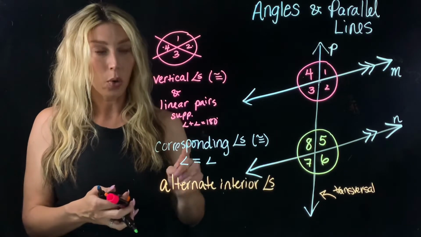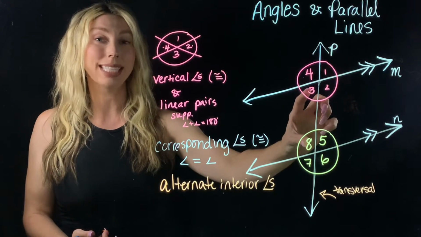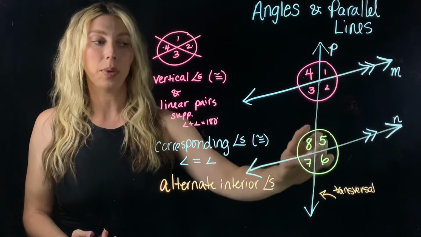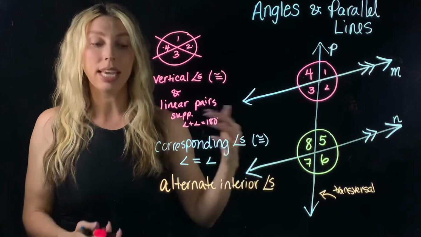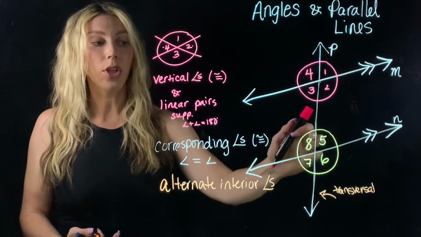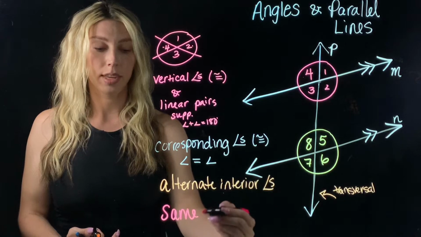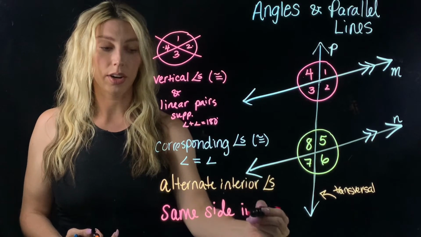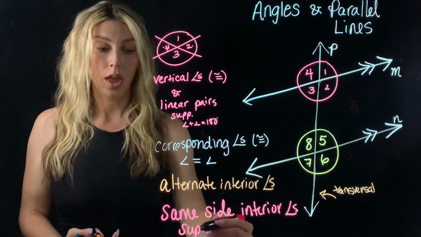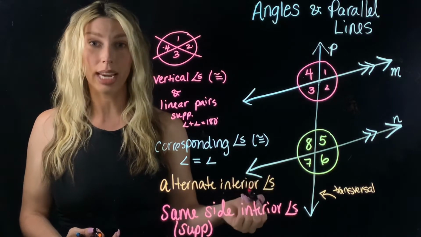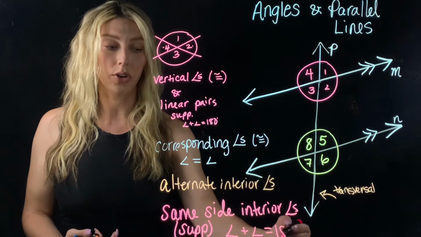The last one that I'm going to go over in this video is going to be our two angles that are interior but on the same side of the transversal. So like 3 and 8, as well as angles 2 and 5. Those angles are going to end up being supplementary to each other, and we call those same side interior angles. And those are supplementary. Remember, supplementary means that they add up to 180 degrees. So we would be able to say that one angle plus the other angle is equal to 180 degrees.